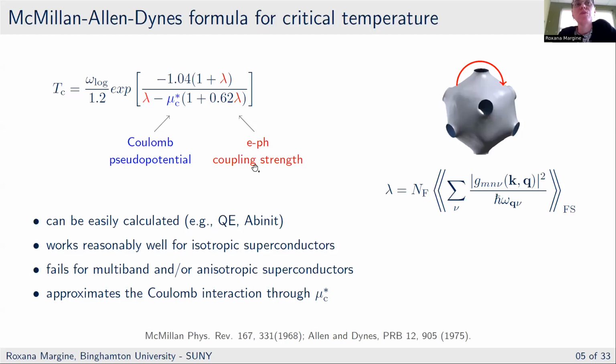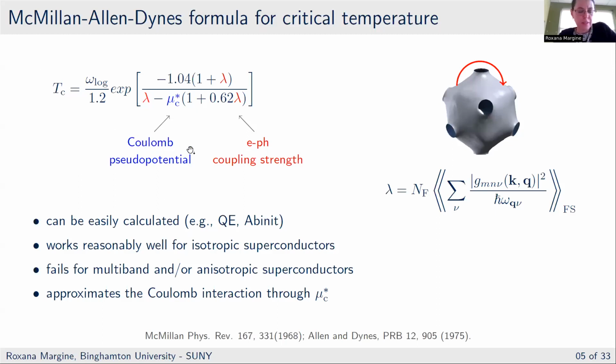It was also found that it works quite well for isotropic superconductors, so for simple metals. But as you can imagine, it fails in the case of multiband or anisotropic superconductors, for instance, such as MgB2. And as I said, it approximates this Coulomb interaction through a parameter mu star, which usually takes a value of 0.1, 0.15, or 0.2, or it's fitted to match the experimental Tc.